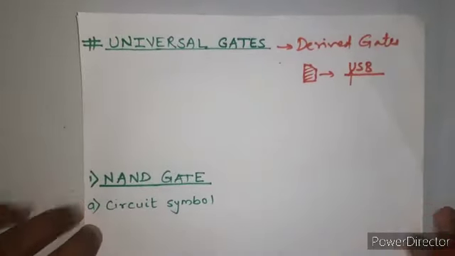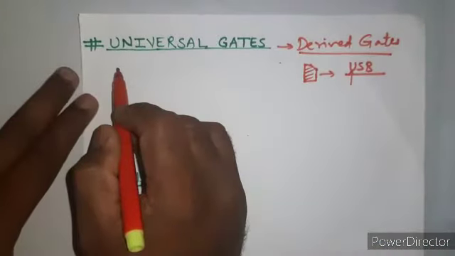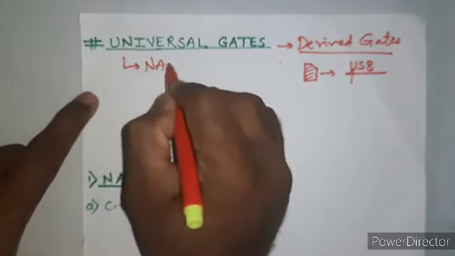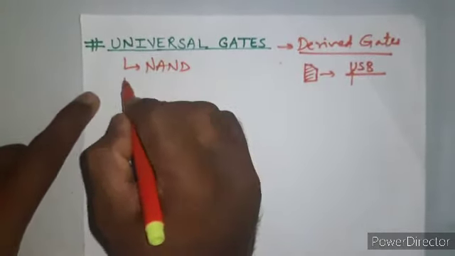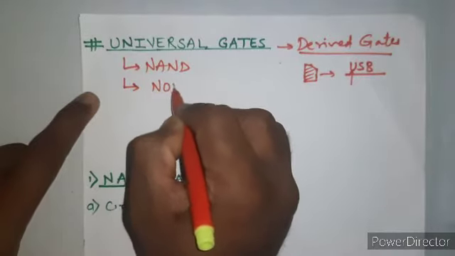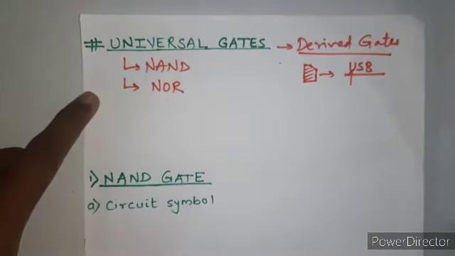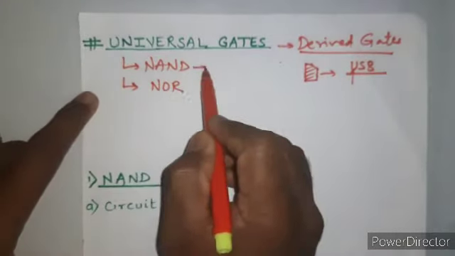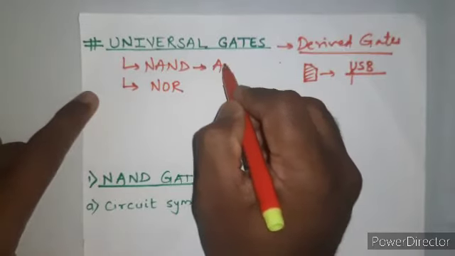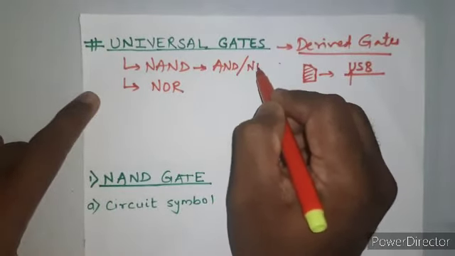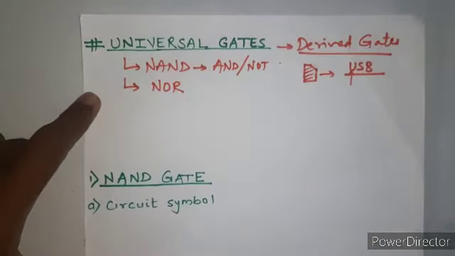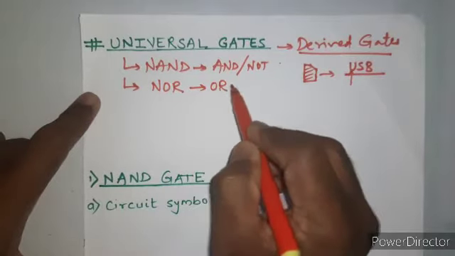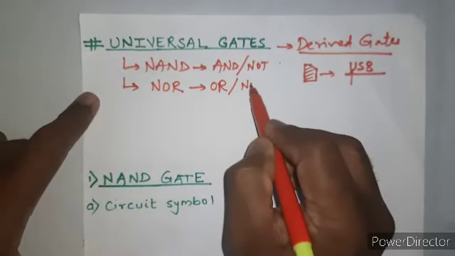Okay. Now why are they called derived? We have two types of universal gates: one is called the NAND gate and the other is called the NOR gate. Now see, this NAND gate is constructed with the help of two gates, one is AND, the other is NOT. Similarly, this NOR gate is constructed with the help of two basic gates, one is OR and another is NOT.